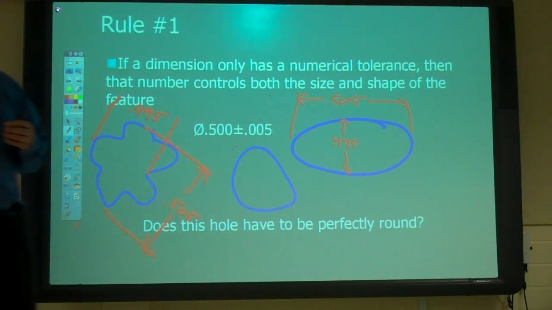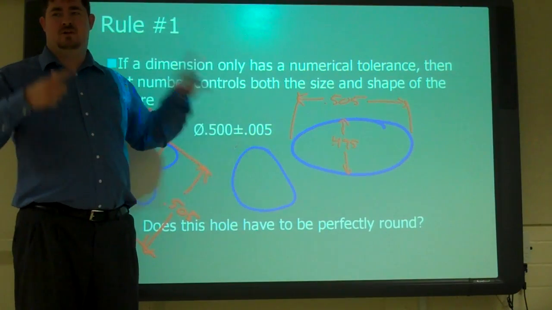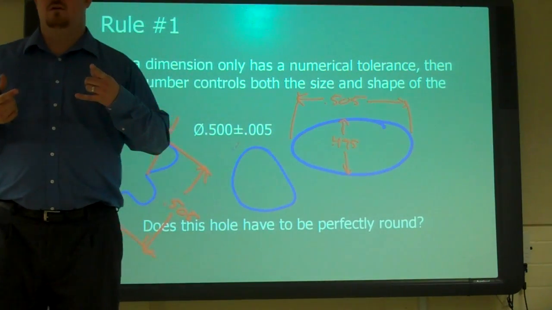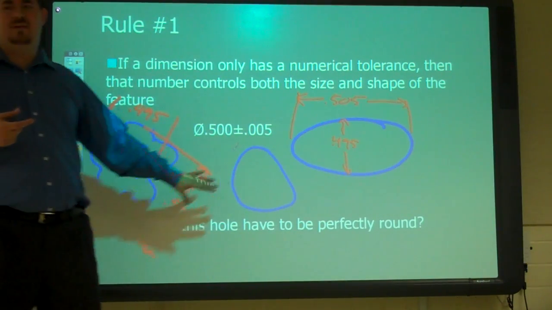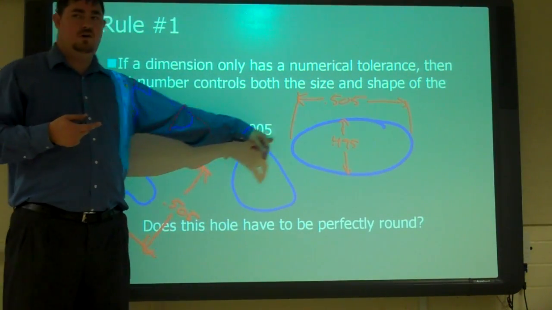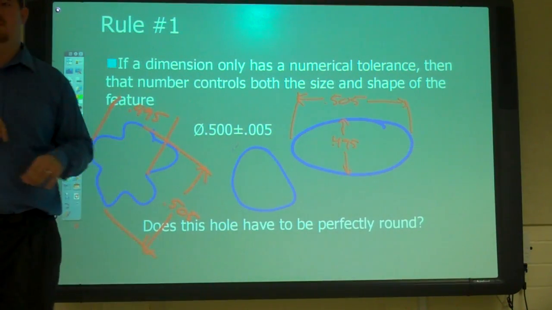So that's why we do GD&T, because this isn't really a good way. If you wanted it to be a perfect circle, what would you have to do? Let's say radius? Without GD&T, if you just had regular tolerances and you wanted that to be real close to a perfect circle, what would you have to do?